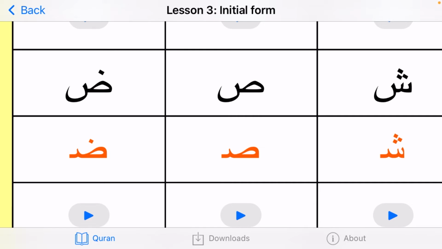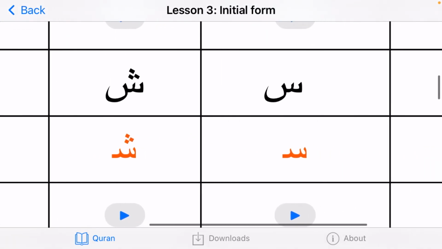Now we have bod and sod. As we said, bod and sod also, obviously they're going to look the same. Only thing that differentiates them are the dots. Then sheen and seen, the same thing. They look the same. Only thing that differentiates them are the dots. Again, sheen has 3 dots above and seen has no dots.